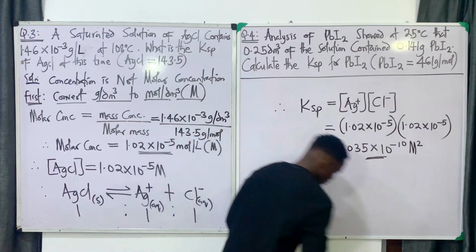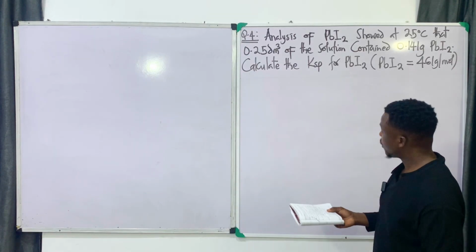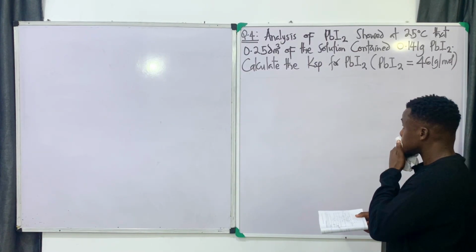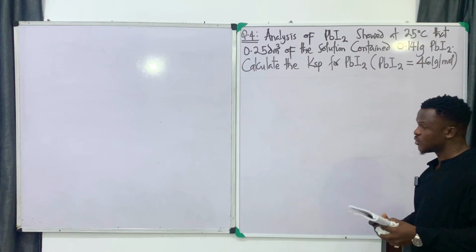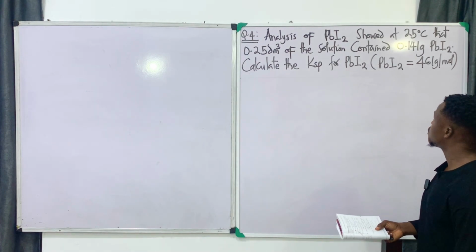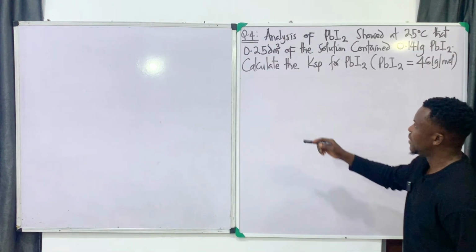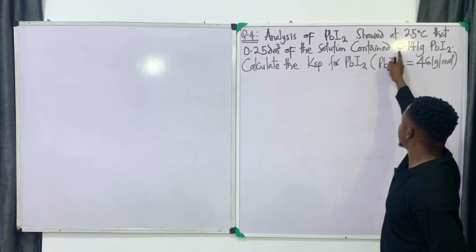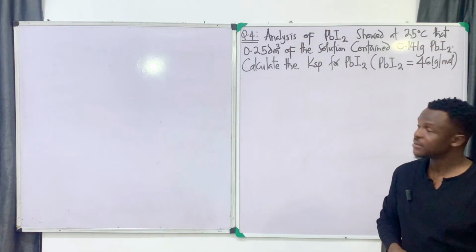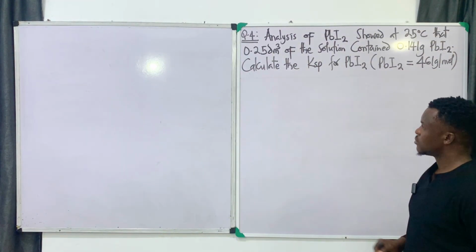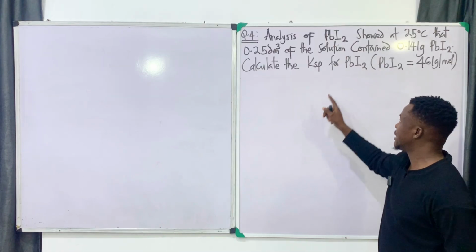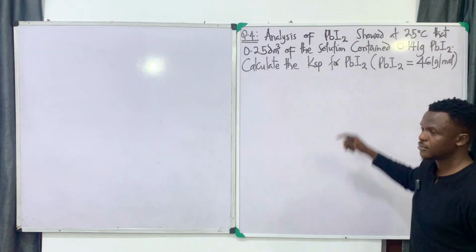Okay. Now let's look at the next question. The question says, analysis of PbI2, that's lead iodide, showed at 25 degrees Celsius that 0.25 dm cube of the solution contains 0.141 grams PbI2. Calculate the Ksp for PbI2.